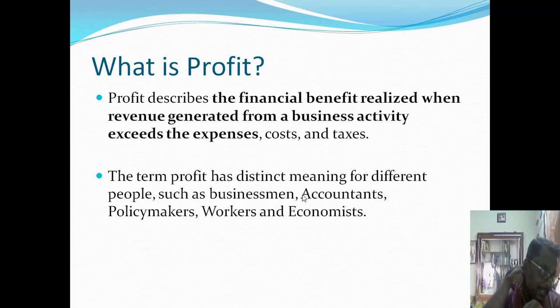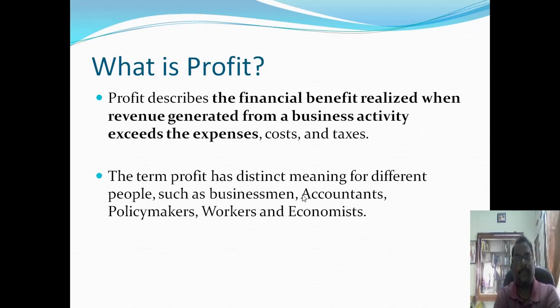As per the explanation, profit describes the financial benefit realised when the revenue generated from a business activity exceeds the expenses, costs, and taxes. Of course, for any business, sales is a core component, and sales provide revenue. So when you deduct the costs, taxes, and expenses from that revenue, what we get is called profit. So it's a very simple term.